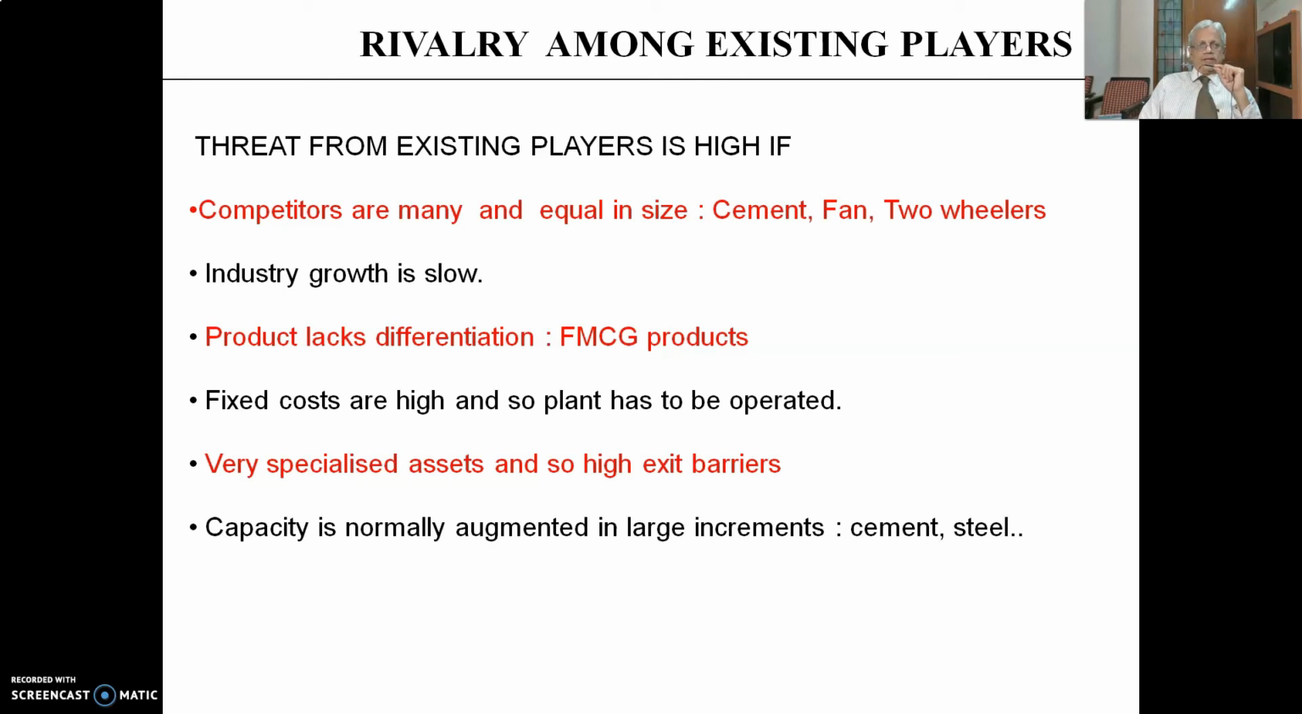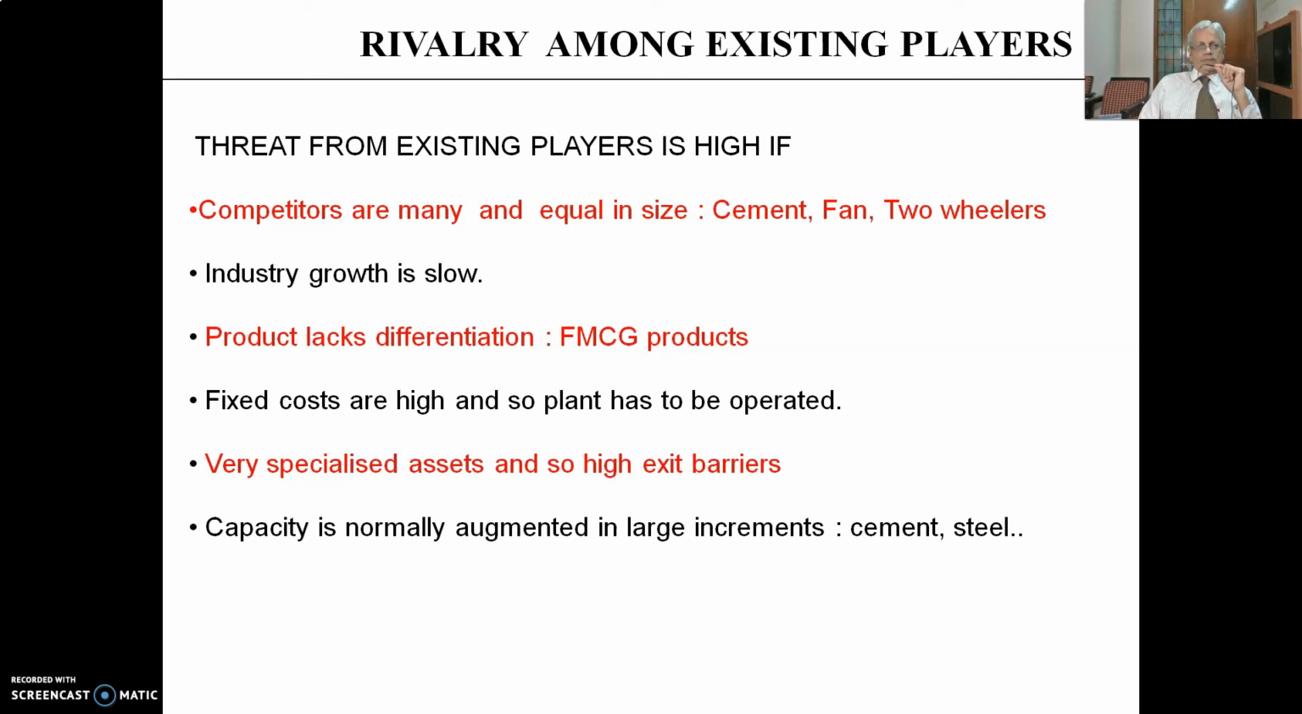If the products lack differentiation, an interesting example we can think of is FMCG products. If you see the FMCG products, they are largely driven by brand equity. Otherwise, the products basically lack differentiation in performance. Also, if the fixed costs are high, the plant has to be operated. That is another compulsion why the threat from the existing players will be quite high.